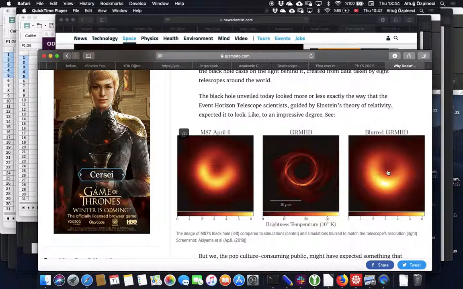So this one over here is the simulation. Of course, this would have been what we would have seen if the telescopes were perfect. They had the maximum resolution. But for the time being, we don't have such a high resolution. So what we see is a blurred image. If you blur this image, this is what we expect to see. And this is what we had actually seen.